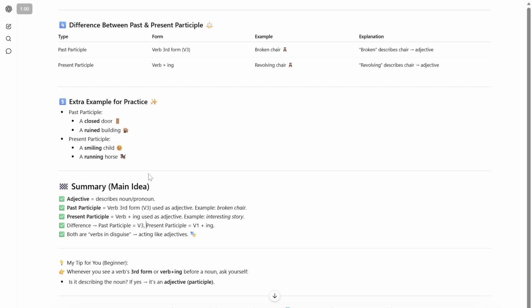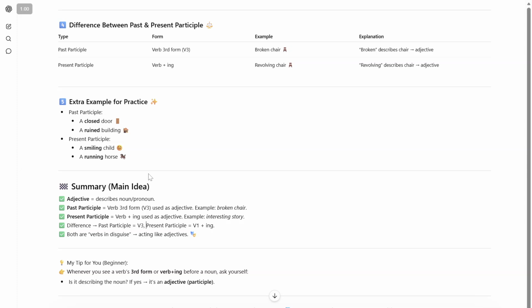Summary, main idea: an adjective describes a noun or pronoun. A past participle, verb third form V3, is used as an adjective. Example, broken chair. A present participle is verb plus ing used as an adjective. Example, interesting story. Difference: past participle is V3, present participle is V1 plus ing. Both are verbs in disguise, acting like adjectives.